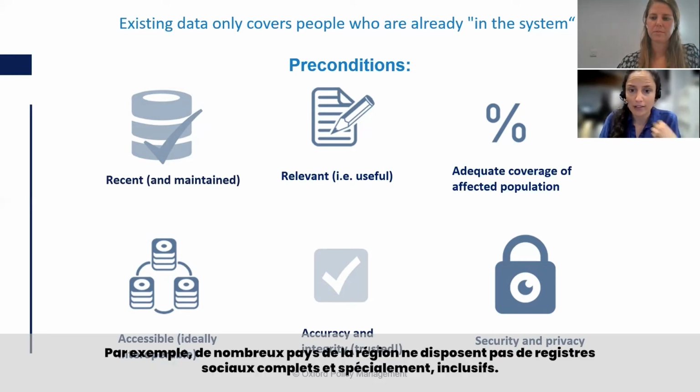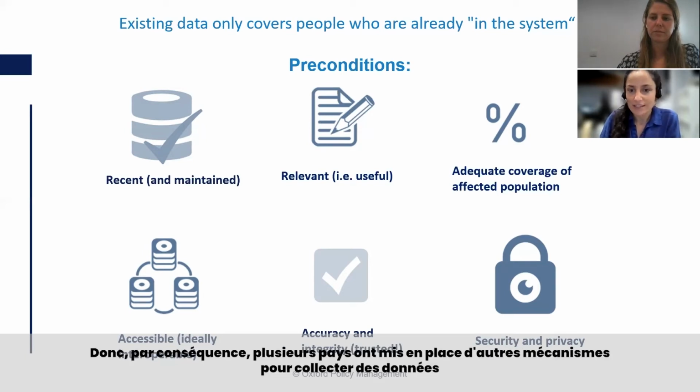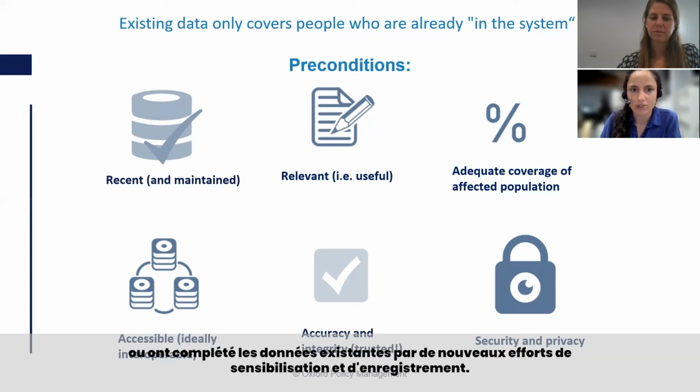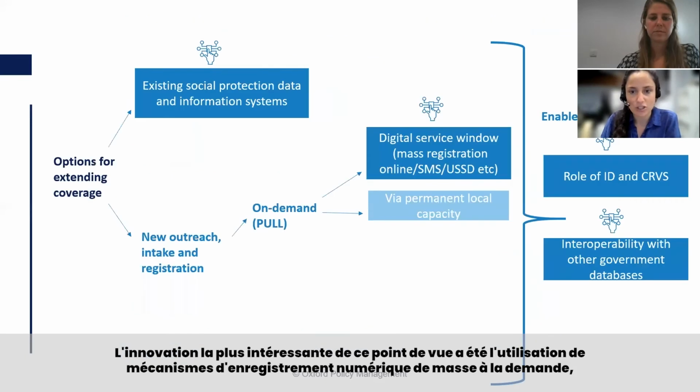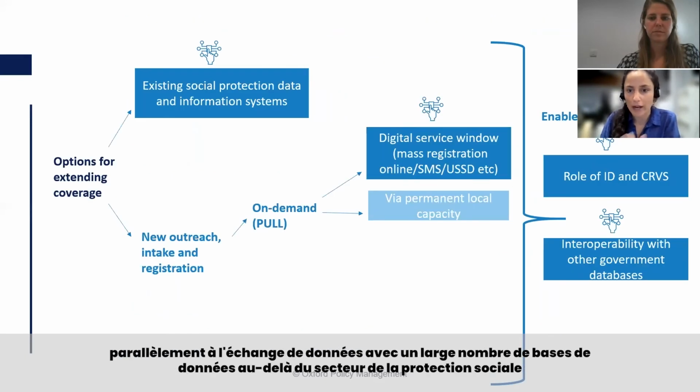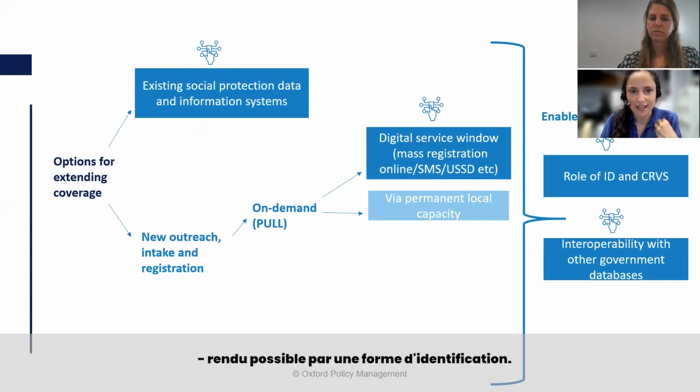For example, many countries in the region lack comprehensive and especially inclusive social registries. So as a result, several countries established other mechanisms to collect data or complemented existing data with new outreach and registration efforts. The most interesting innovation from this perspective was the use of on-demand digital mass registration mechanisms, alongside data exchange with a wide number of databases from beyond the social protection sector, enabled by some form of ID.